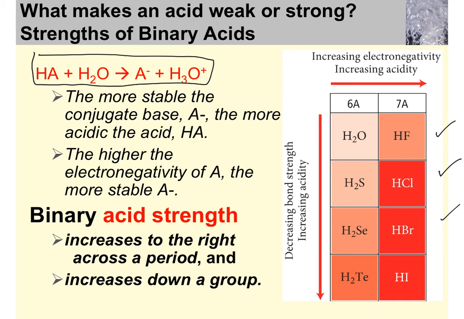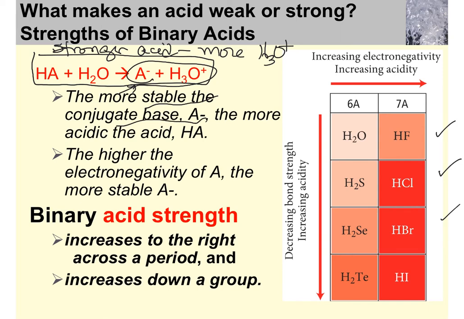So the stronger the acid, the more product it's going to make, right? The stronger the acid, the more product, in other words, the more H3O, hydronium ion, it will make. And so what makes some acids more likely to dissociate and make more of this conjugate base? It depends on how stable the conjugate base is, right?